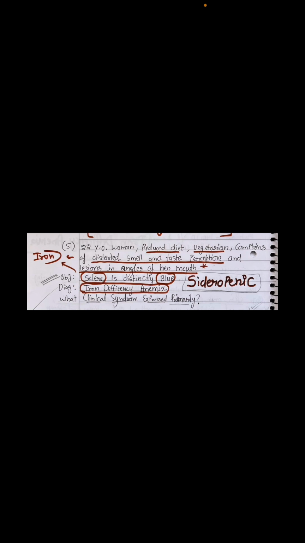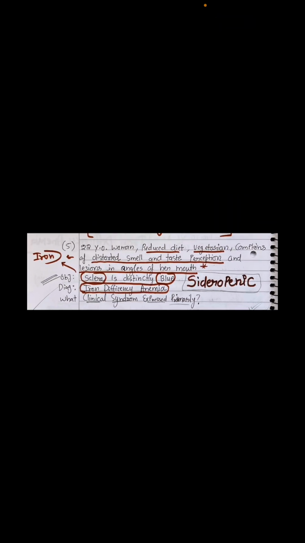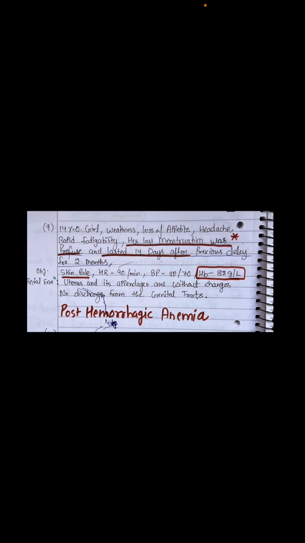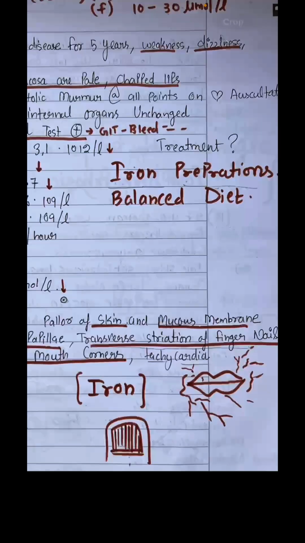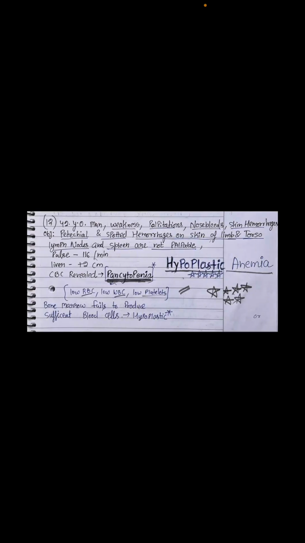Another thing is lesions at the angle of her mouth. So those erosions are mentioned here as well, which we saw in another question. So this is the case of iron deficiency anemia. Remember about it. The erosions we have seen.